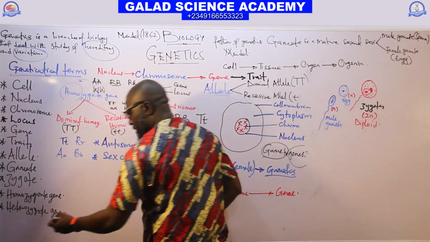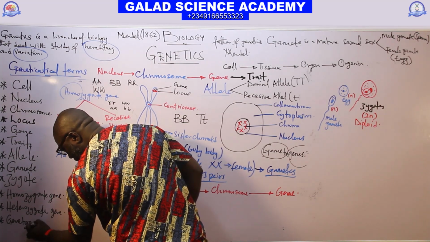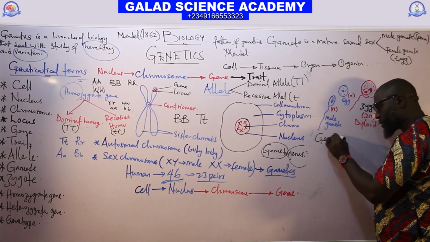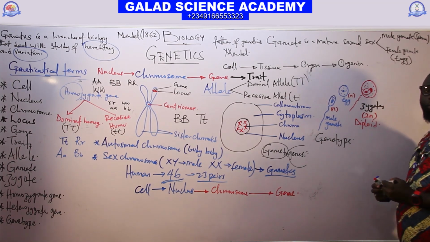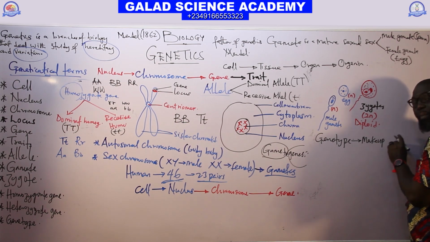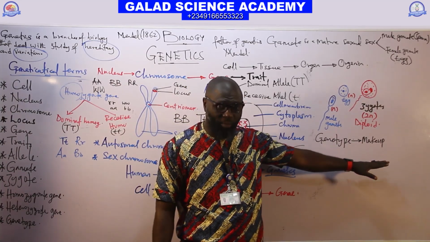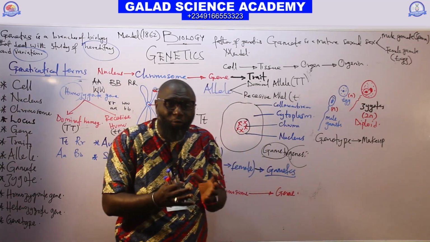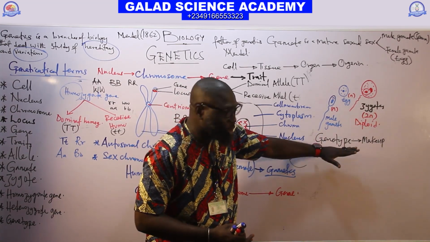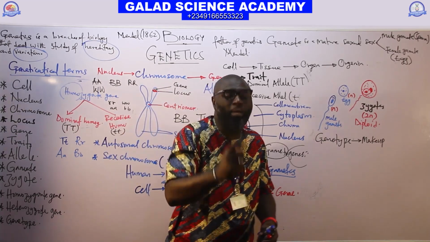The next one is genotype. Look at genotype. Genotype is the genetic makeup of a living organism, or the set of components of genes, or the genetic makeup possessed by a living organism. It is called genotype, and it is responsible for the trait or character possessed by a living organism.